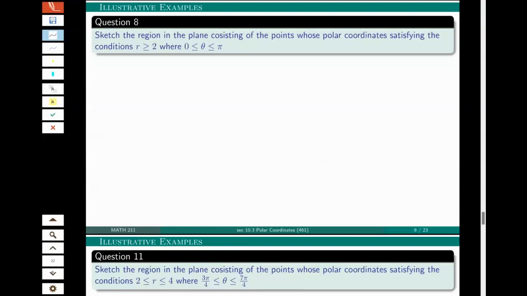Now, in the plane consisting of the points with polar coordinates with r more than 2, and he said beta is between 0 and pi. Now, regarding first, this is r, that's beta. Regarding the angle beta equal to 0, to angle equal to pi.